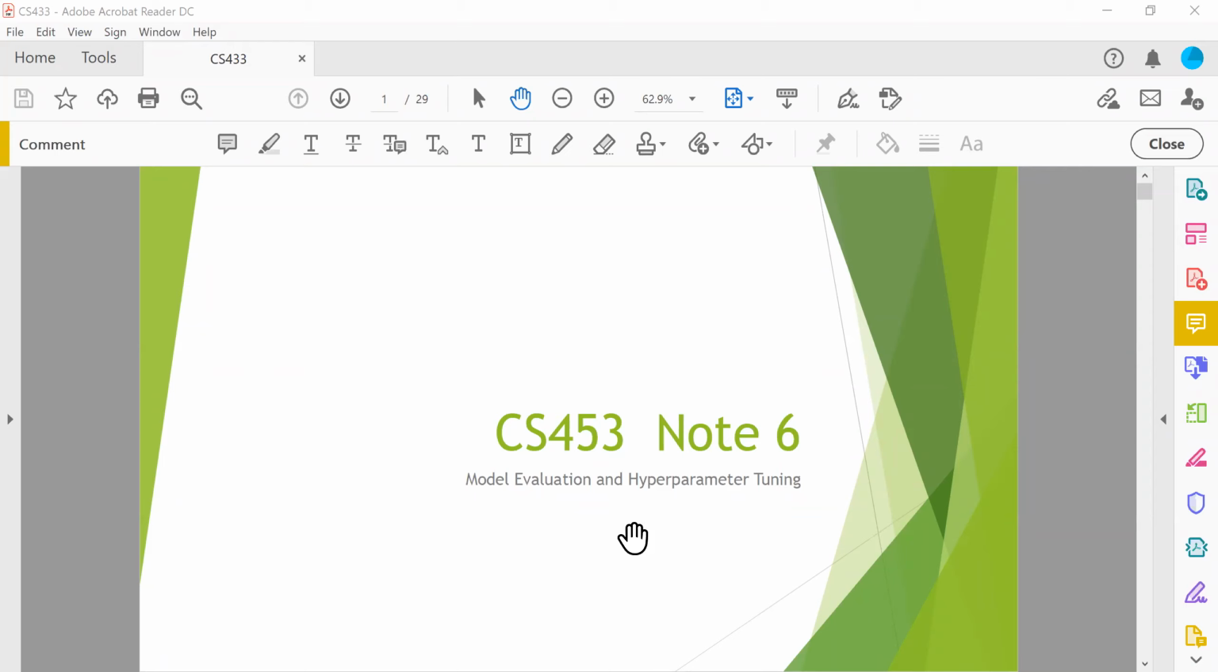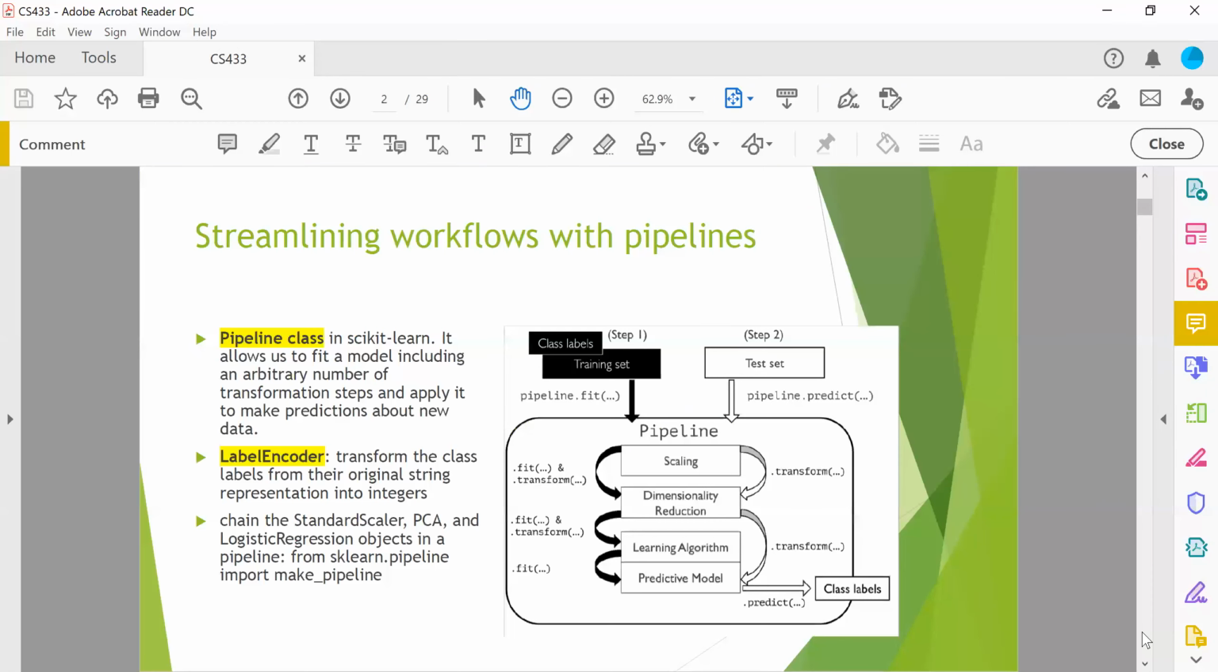Okay, so today we see overall how we do model evaluation to measure its performance, and also about hyperparameter tuning. The very first topic is how to streamline workflow with pipelines. In scikit-learn, there are modules that can help us streamline the work.